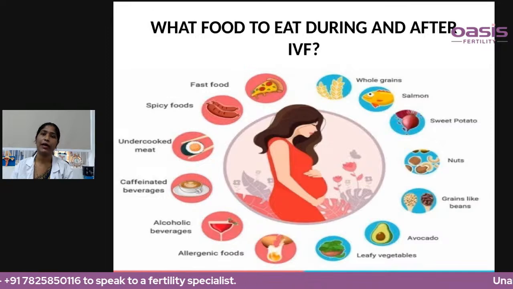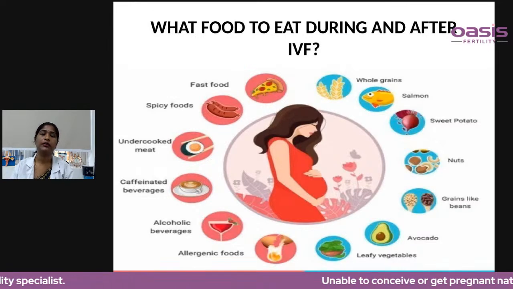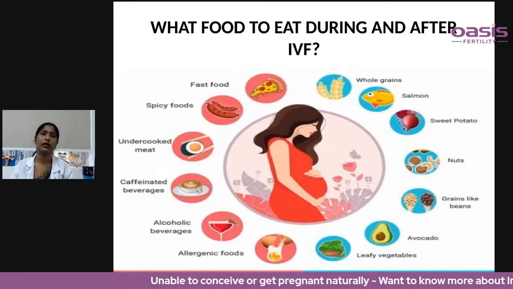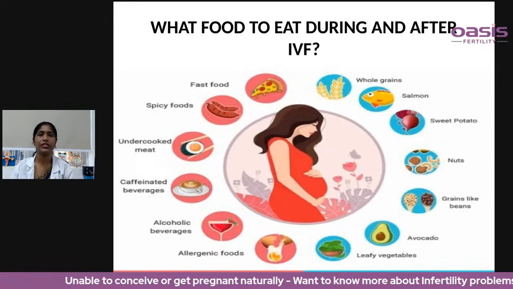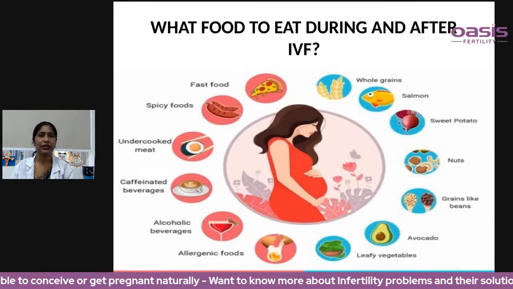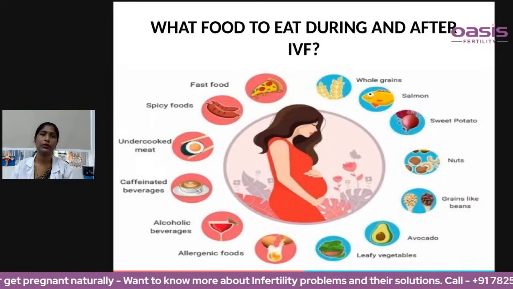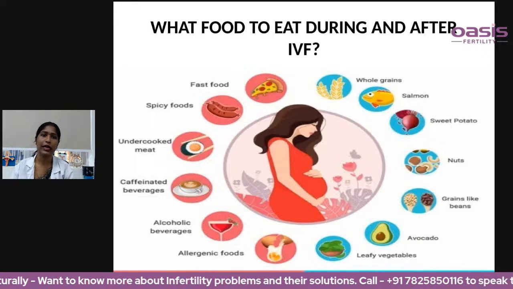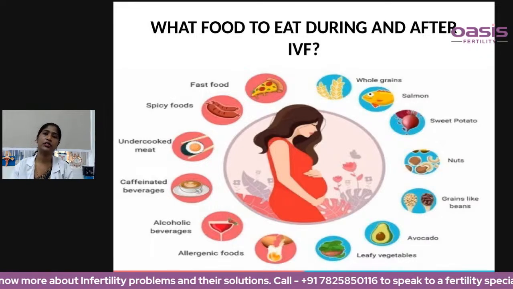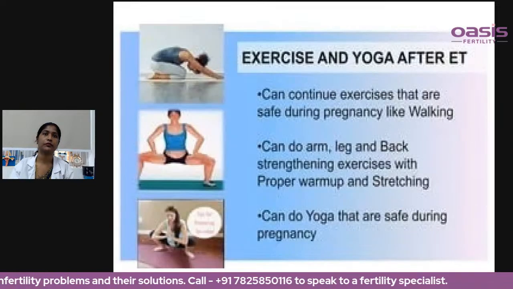You need to avoid packaged food, fast food, spicy food, and undercooked meat. You need to avoid fish which contains a lot of mercury, for example, swordfish or mackerel. Avoid caffeinated beverages, or reduce the amount of nicotine and caffeine, avoid alcoholic beverages, and avoid foods which you are allergic to.